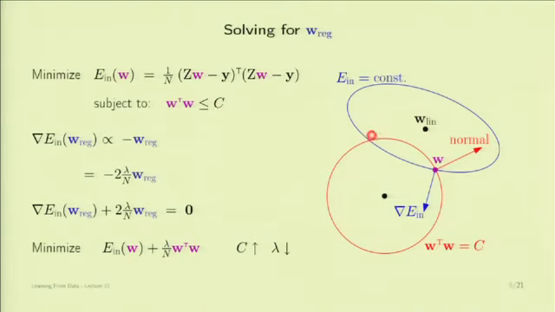Well, if C is huge, then W lin is already the solution, and therefore you should be just minimizing E_in as if there was no constraint. But that does correspond to lambda equals 0, doesn't it? You will be minimizing E_in. Okay? So if C is huge, lambda is 0.